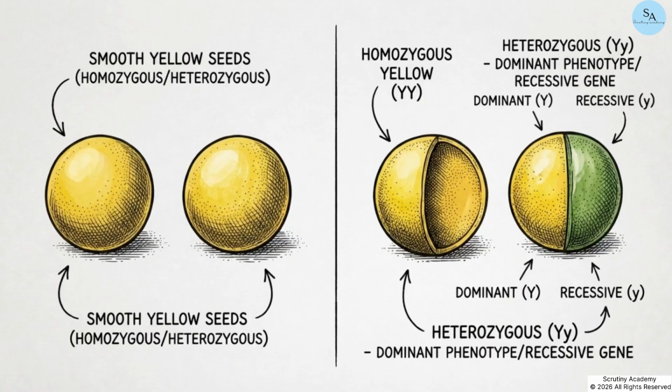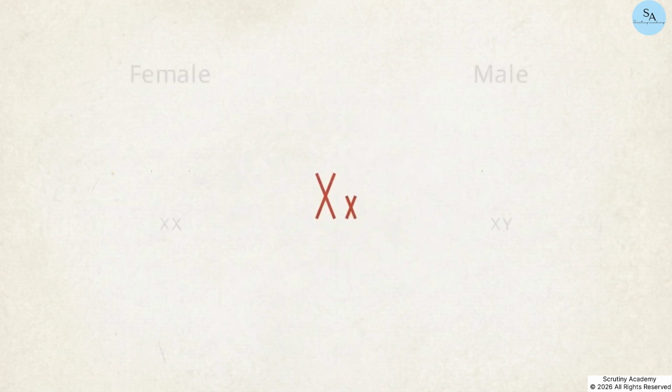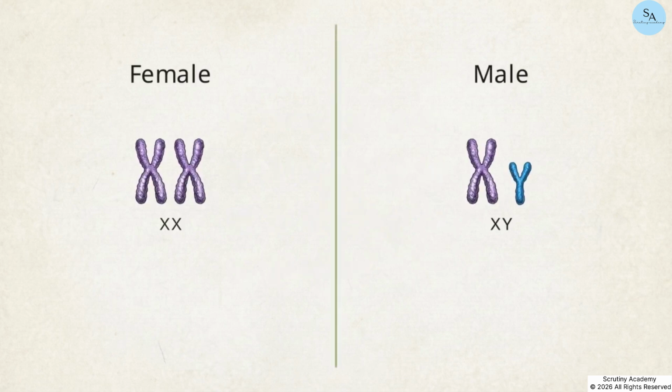Because dominant factors can hide recessive ones, internal genetic makeup cannot be determined by looking at the color of a seed alone. In human cells, these instructions are organized into 23 pairs of chromosomes. 22 pairs are autosomes, but the final pair determines biological sex.